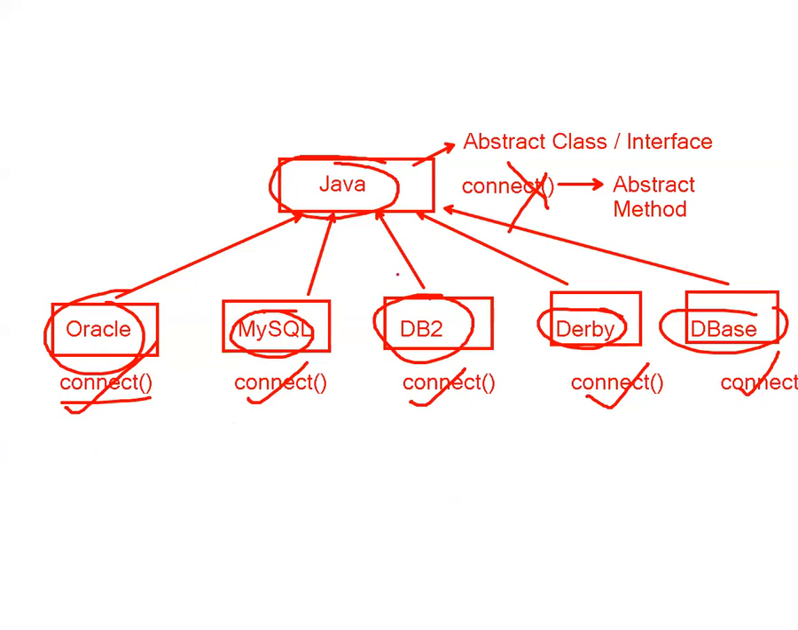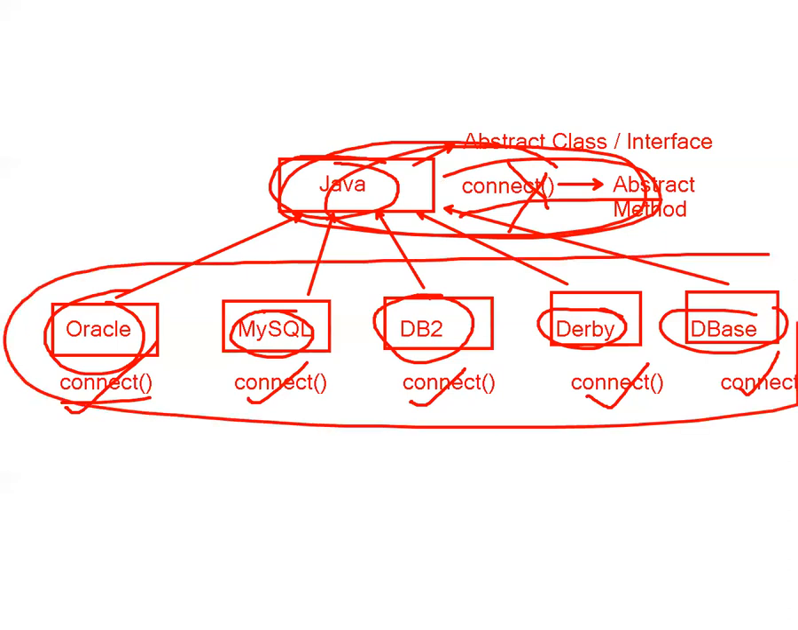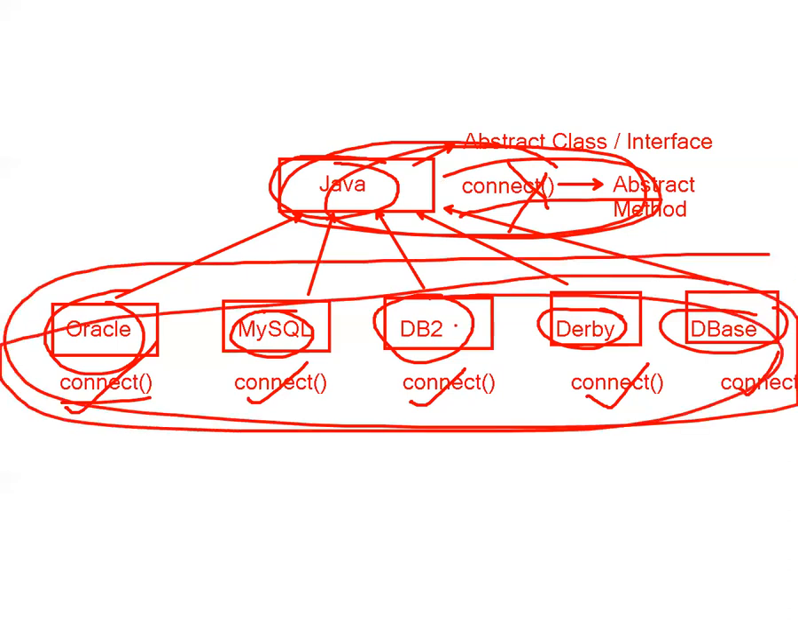This is the reason only abstract keyword, abstract method required. This is declared by Sun Microsystem. These all defined by other companies. What you are going to do? You are calling methods only. You are not writing abstract class. You are not writing interface. You are not writing abstract method. These all given by Sun Microsystem. These all implemented by Oracle, MySQL, DB2, Derby.